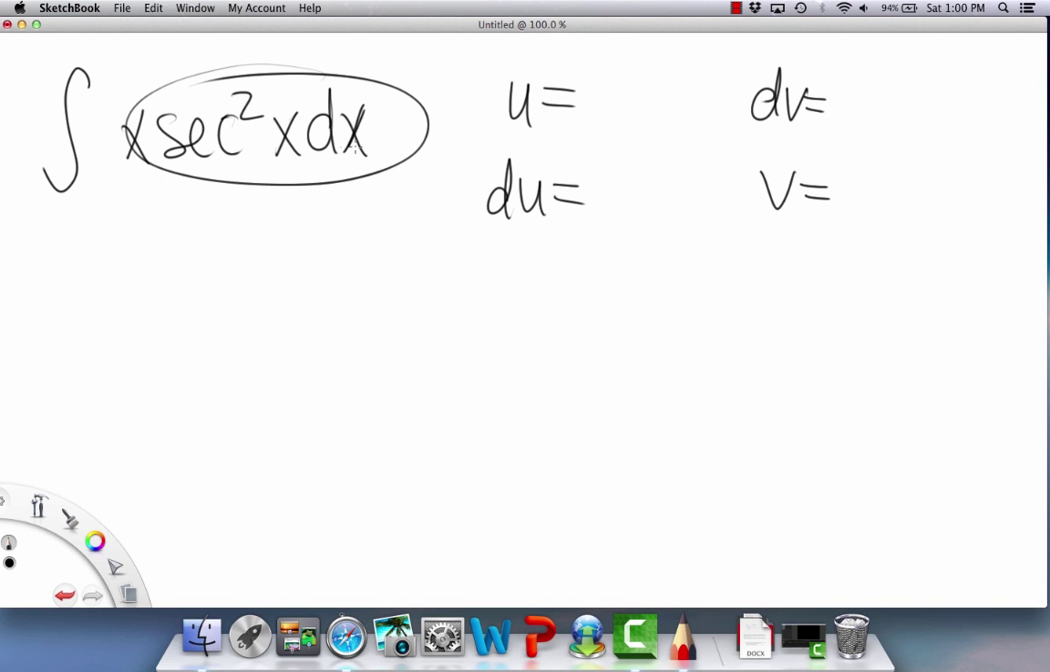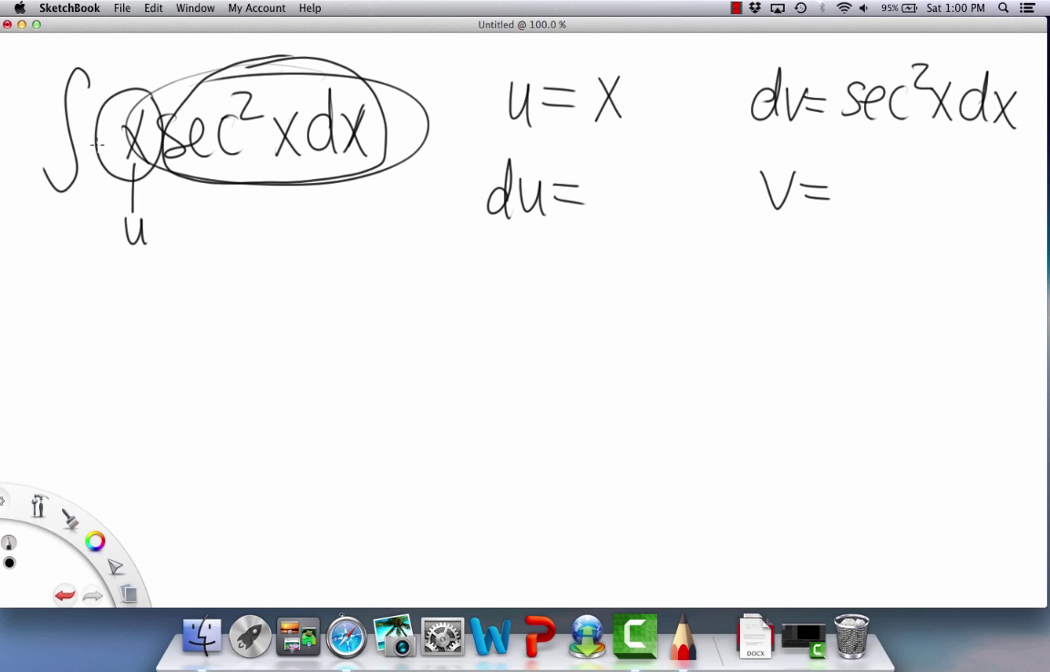So u, going back to the rules, they said choose a u that makes du be even simpler. So if we choose, let's say, secant squared x to be our u, then we're going to have to differentiate that, and then there's a whole chain rule, and that'll be messy. So let's pick our x as u instead. So let's say we set x equal to u, and then everything else, so the secant squared x dx, is our dv.